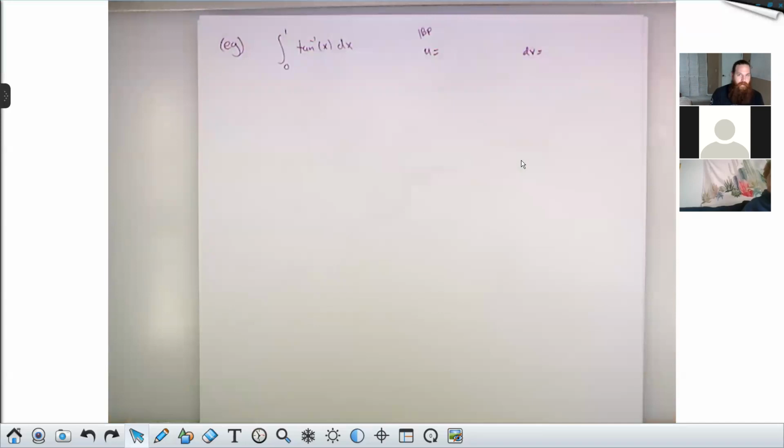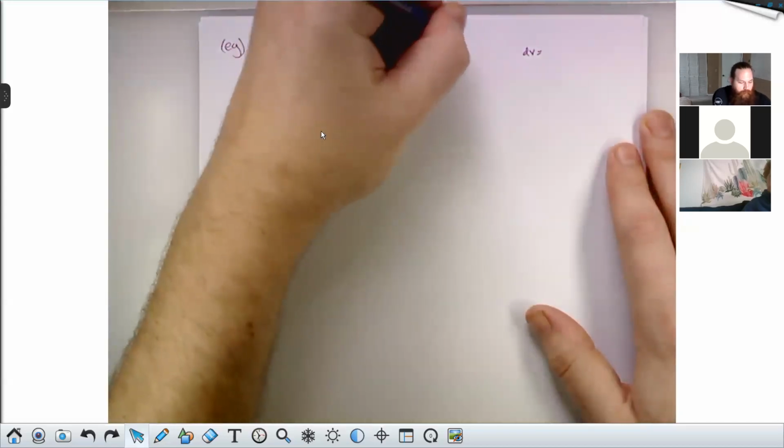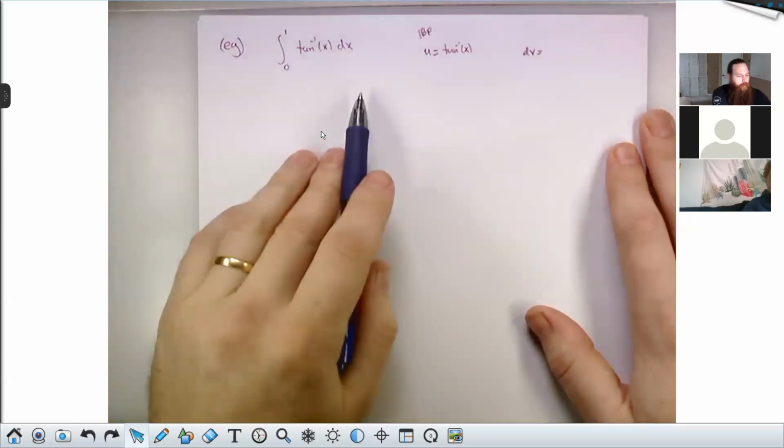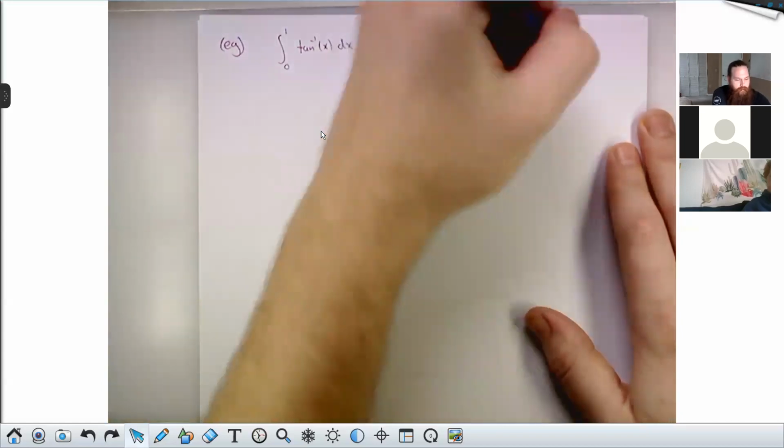So here, according to my LIPET rule, do I have any logs? No. Do I have any inverse functions? Yeah, this is an inverse function. Inverse functions are functions defined as the inverses to other functions. So arctan is defined to be the inverse of the tangent function. So I'll pick that for u. And everything else to be dv. Well, what's everything else? It's just dx.